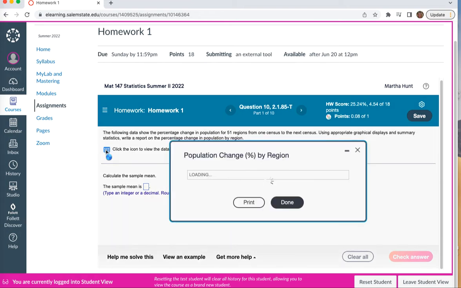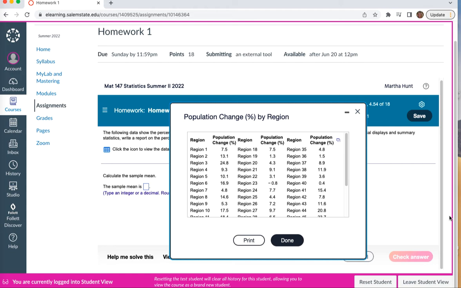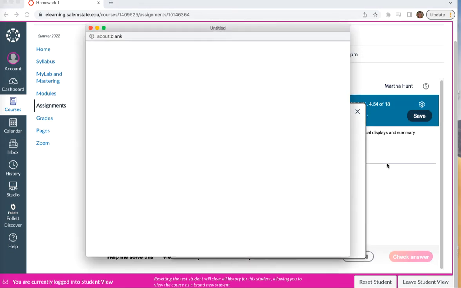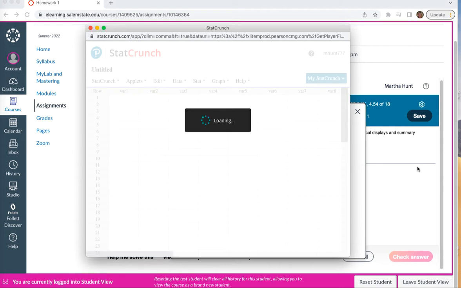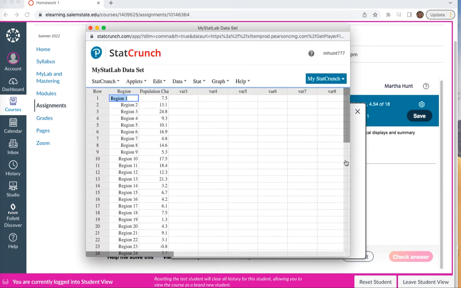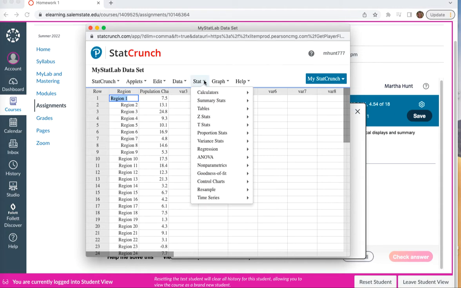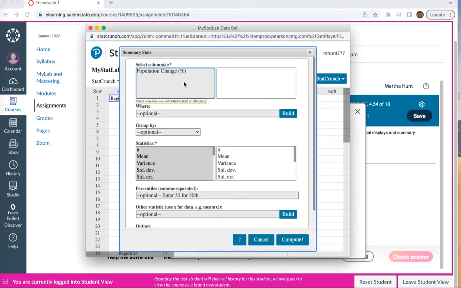We're going to click the icon to open the data, and then this is important. We want to open the data in StatCrunch. We are not going to use the formulas for the mean and the standard deviation and the median, etc. We're going to have StatCrunch help us with that. We're going to go under Stat, Summary Stats, Columns. There's only one column, the one that reports percent change, and then we're going to select the statistics that we learned about in this course.